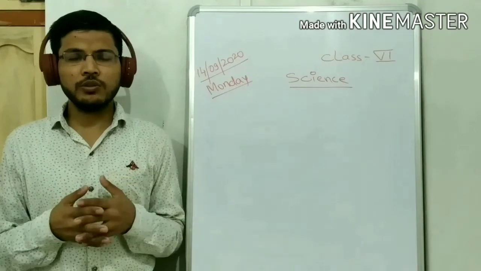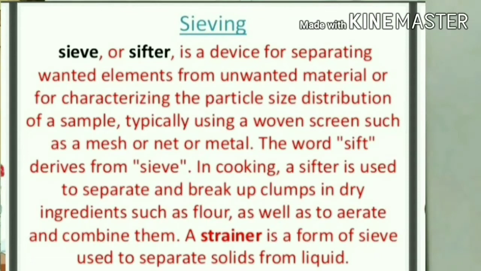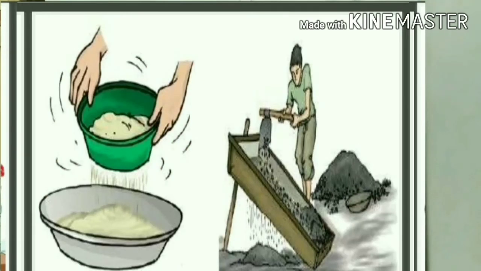Now we will move forward to sieving. Sieving is the process of removing unwanted particles from the mixture by the use of a sieve or strainer. For example, removing of tea leaves from the tea.